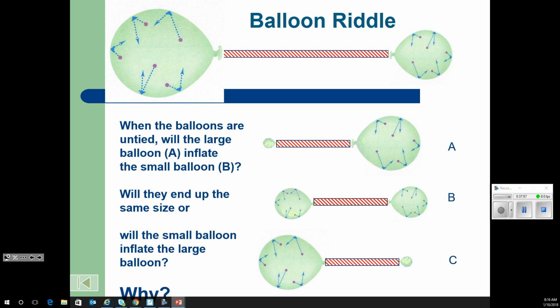A, B, or C? Okay, got it? Hold it on, and with the other hand, ready? Go. We're supposed to touch it? Yeah, I want you to touch it and push it. Who's going to win? Who's going to win? Oh, okay.